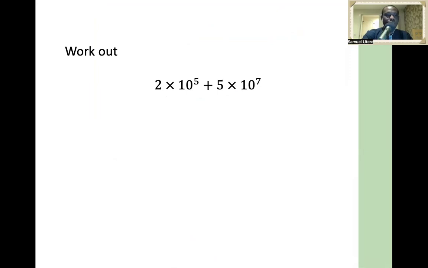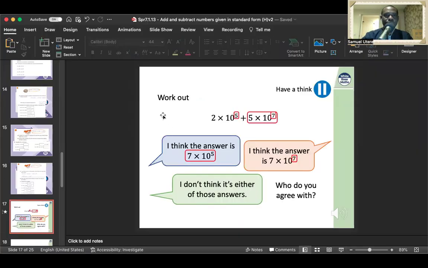Let's look at a new example. Okay. Just a minute. Sorry about that.